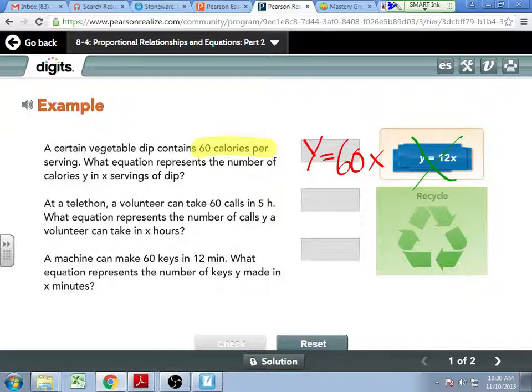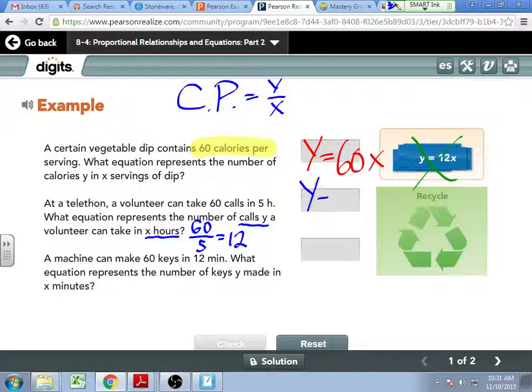Y equals 12x. We figure that out by taking calls, since calls is our y and x is our hours. Your constant of proportionality is always y over x. So it's 60 over 5, we get 12. So that's how Olivia came up with y equals 12x.